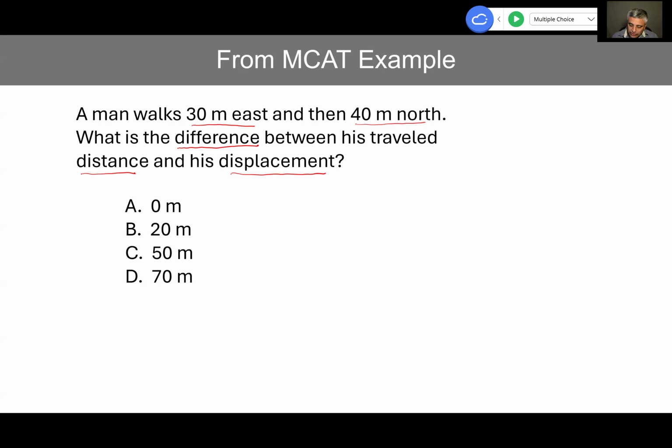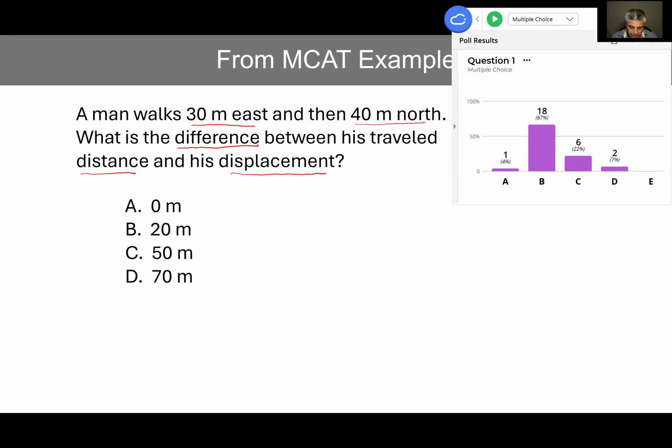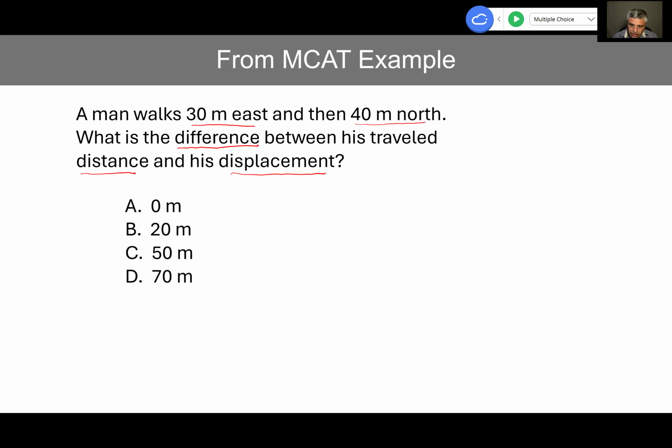Okay, let's see how we did here. So mostly B, and there are C and D. So how do we do it? We have one vector going to the east, 30 meters. Another one going north, so let's say up is north, usual compass notation, 40 meters. I'm drawing them so the tail is on the tip. Now I'm ready to find the displacement. That gives me the displacement.